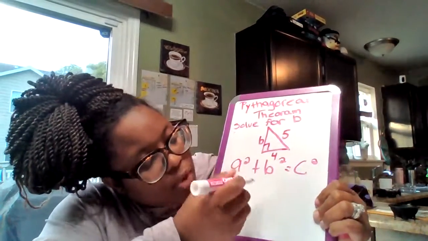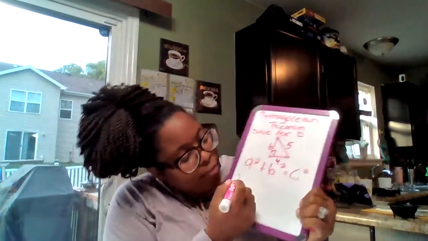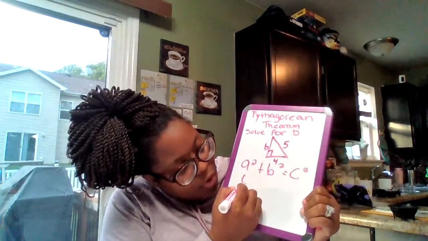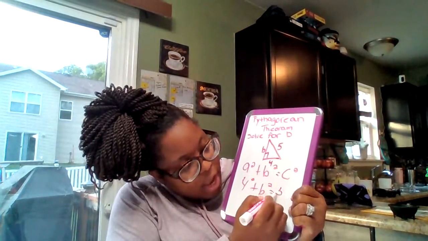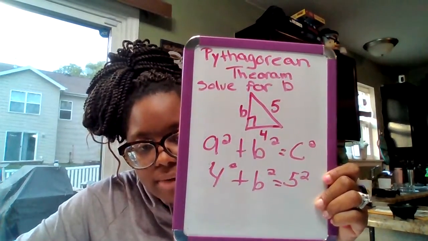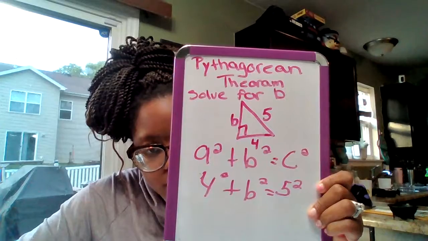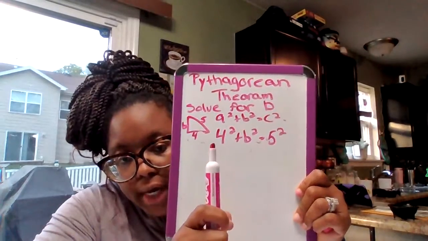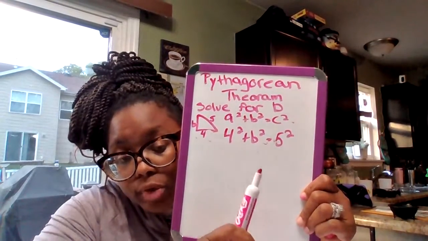So what we're going to do is make this side b and this side a. If we plug this in, we'll have 4 squared plus b squared equals 5 squared. Okay? So we're going to expand this, and I'm going to put what we filled in at the top. So now we have filled in a squared plus b squared equals c squared. So we have 4 squared plus b squared equals 5 squared.